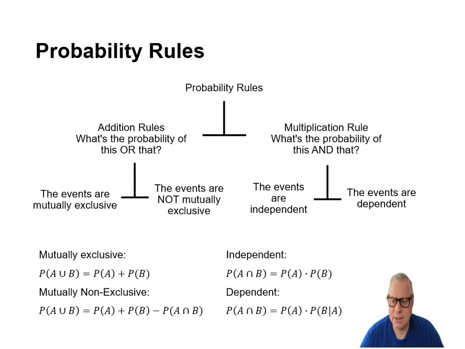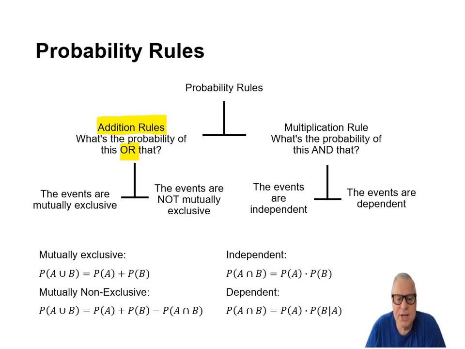And it basically starts with you asking a question. And whenever the question involves an or, then you know we are dealing with an addition rule. So, once you know that my question is something like what's the probability of this or that, then the next question is, are the events mutually exclusive or are they not mutually exclusive?